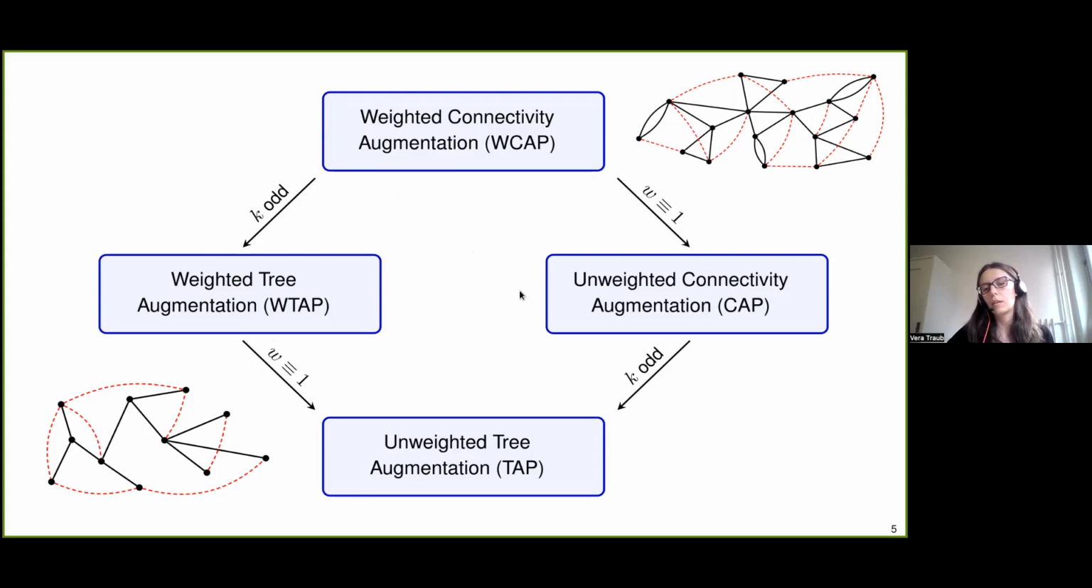The other special case that is of interest in this talk is where all the links that we can add to our graph have the same weight. So basically we are just minimizing the number of links that we are adding instead of the weight. This is the so-called unweighted connectivity augmentation problem, which is also called CAP. Then if I look at the unweighted case where K is odd, I get the unweighted tree augmentation problem, also known as TAP. This is the most special case. So TAP is a special case of all the other problems that we will be considering in this talk. These are the problems we will be concerned with.